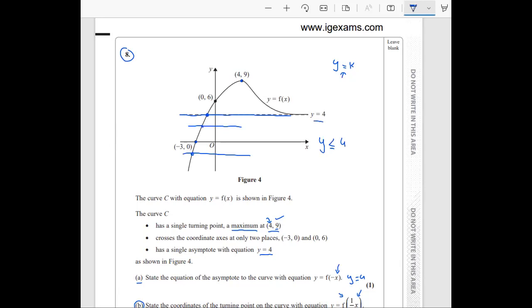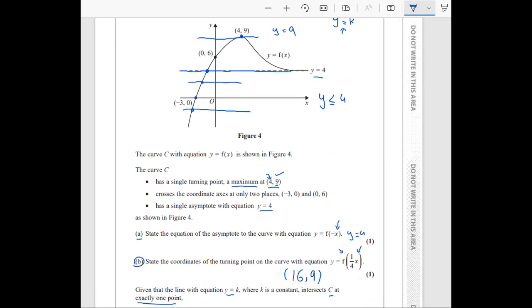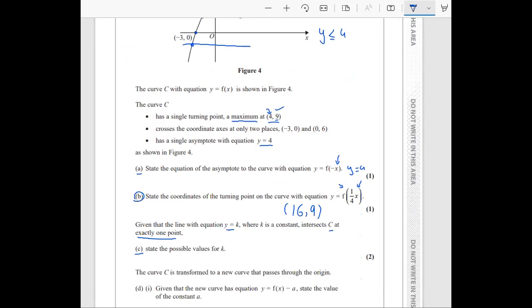No, and the turning point as well, I think. Excellent, very good. Yes, because if we have a line at this point, that is y equals 9, even then our line y equals 9 and the curve would intersect at one point only. So the answer would be, we will not write down y, obviously, the question is to state the possible values of k. So k would be 9, or k would be less than or equal to 4, right?